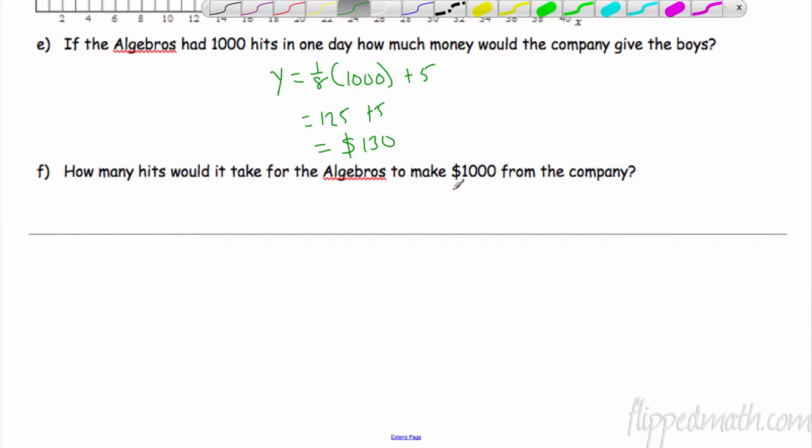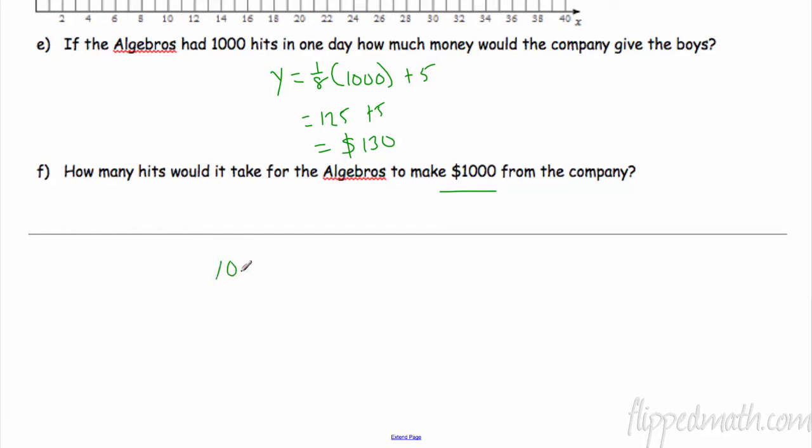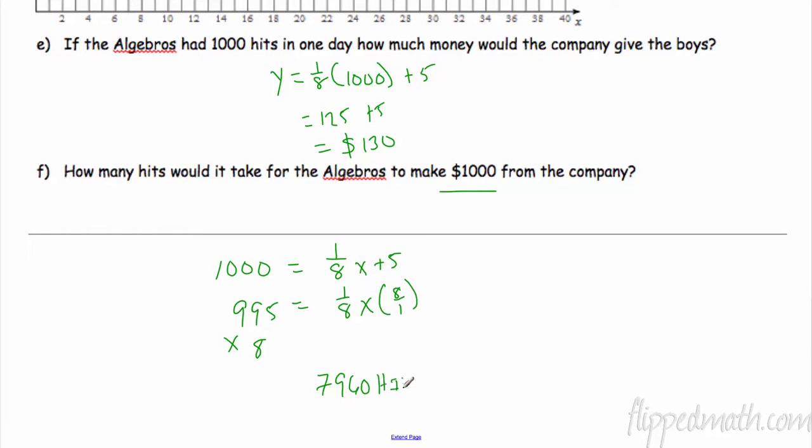So now I want to make $1,000. So that's my y. So y equals 1/8 x plus 5. Subtract 5, I get 995. The opposite of multiplying by 1/8 is dividing by 1/8, or multiplying by the reciprocal, 8 over 1. So I'm just going to multiply this by 8. So 995 times 8 is 7,960 hits. All right. There you go.